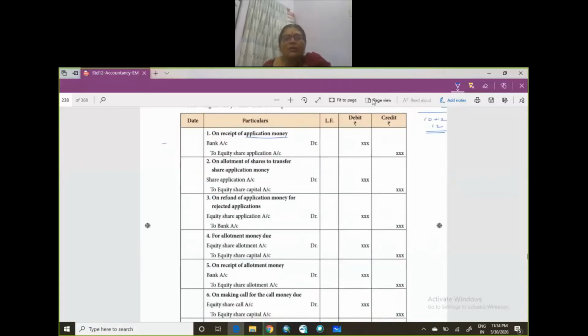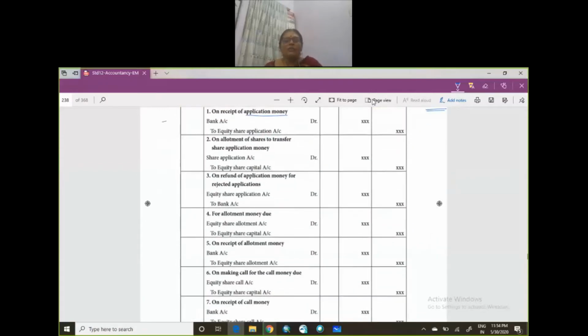Then, on refund of application money for rejected applications. Say you have applied for 50,000 shares. It doesn't mean the company is going to issue all the 50,000 shares. They may issue only 20,000 shares because many people would have applied. So the balance share money they are going to return to you. Then the company has to pass a journal entry for that. Then next is allotment.